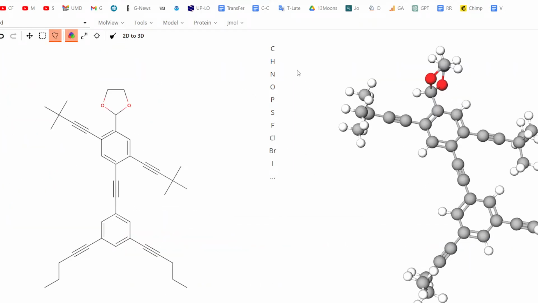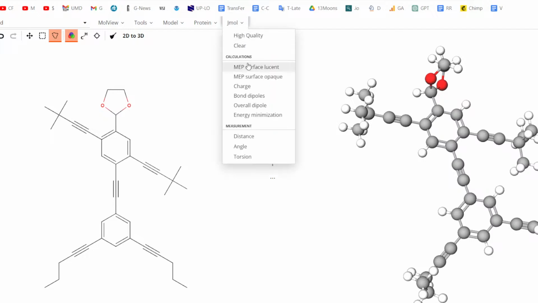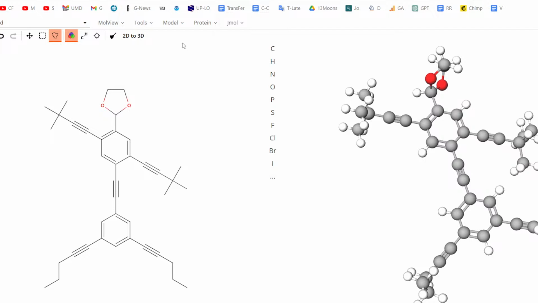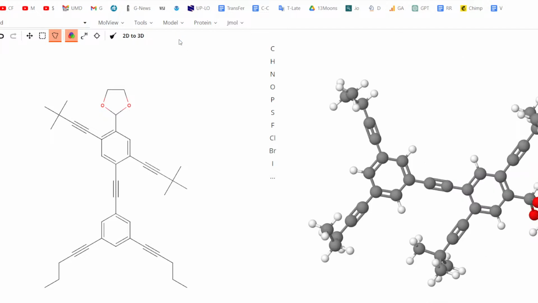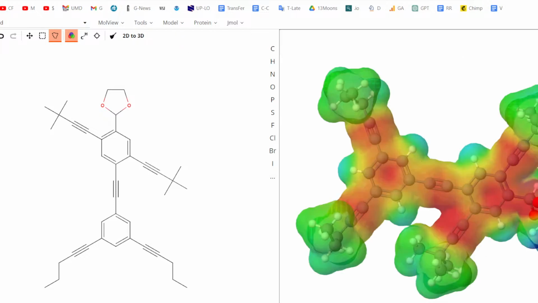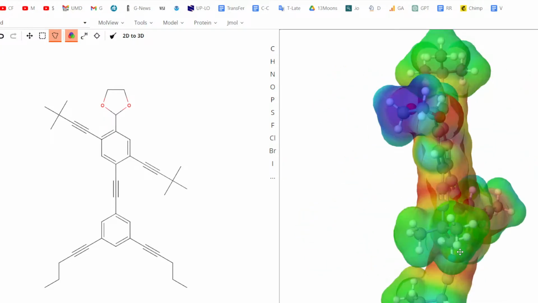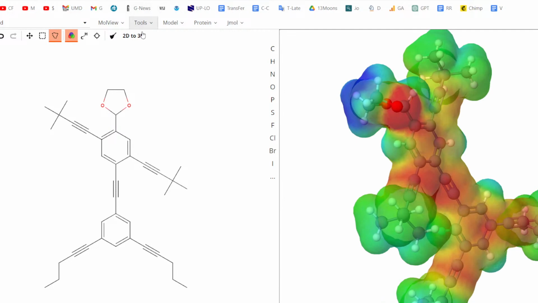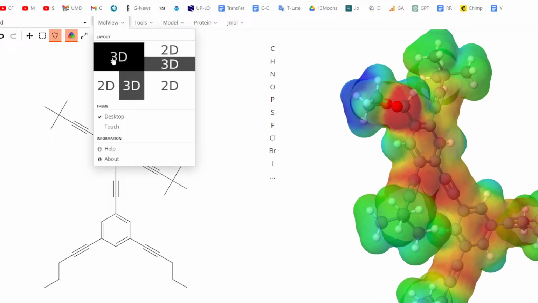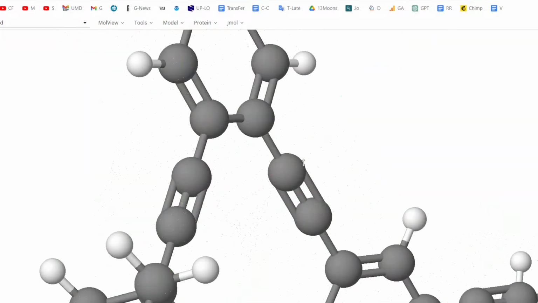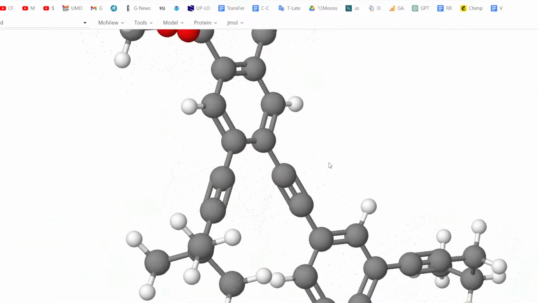So let's see if it's polar. All right. We're going to go up to JMOL. In a minute, I'll give you the link and you can try this. We're going to go to the surface, MEP surface, and watch what happens. Now we can see the surface of the molecule. When we look at the surface of this molecule, let me go here so we can see the whole molecule. Go back to 3D, and then shrink it down.